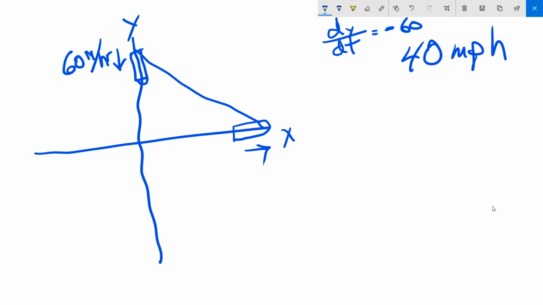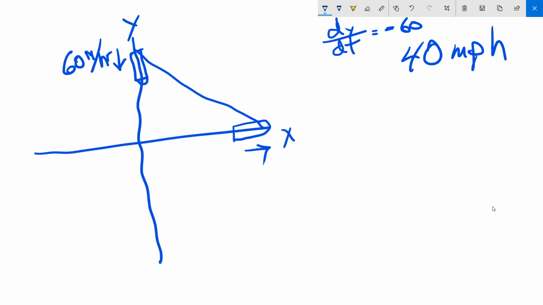What's 40? 40 is how fast the robber car is separating from the cop car. It's not the speed of the robber car. It's just what their laser gun is showing. They have the ability to point a laser at that robber car, and that'll tell them how fast the robber car is separating from the cop car.